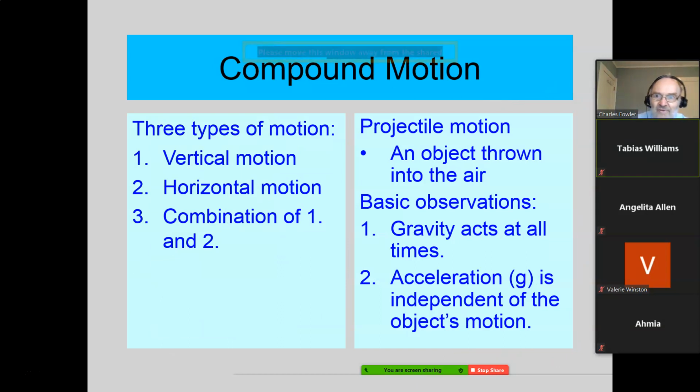Three types of motion. We had horizontal first, then vertical. Now we have a combination of horizontal and vertical, or vertical and horizontal. This is called projectile motion. This is what you're doing if you're on a ship and firing those weapons into the air to hit a target on land, or firing rockets.